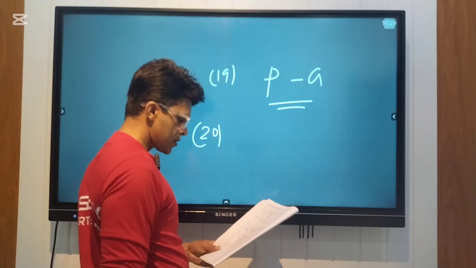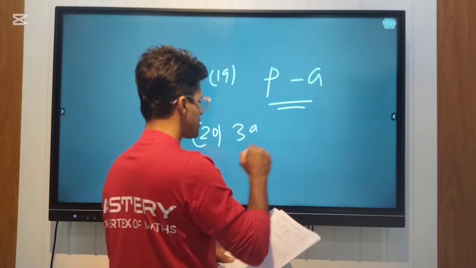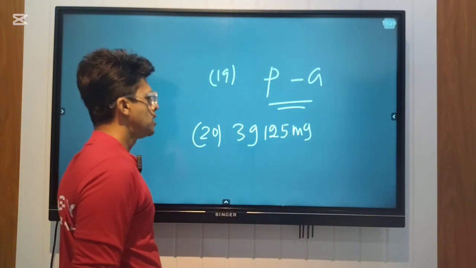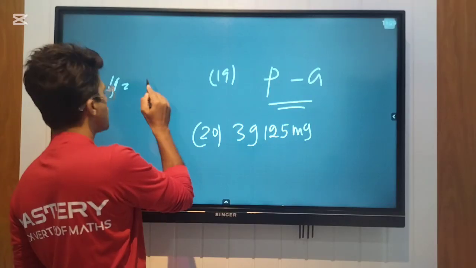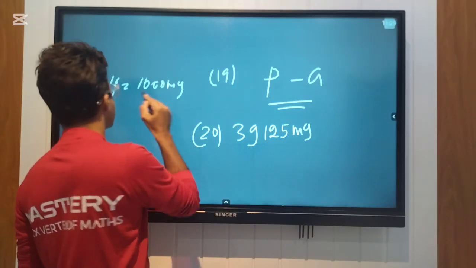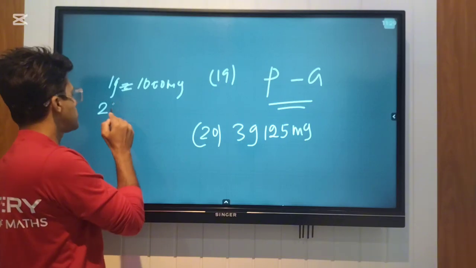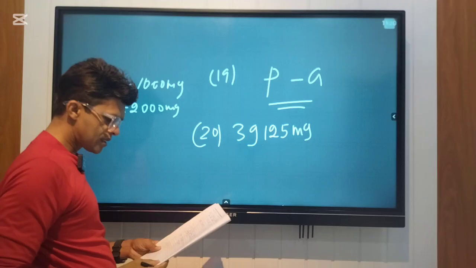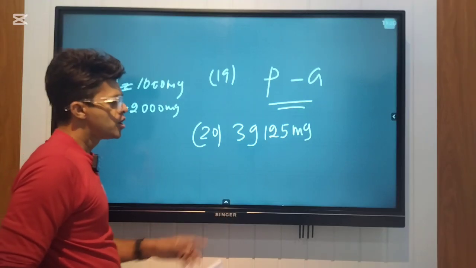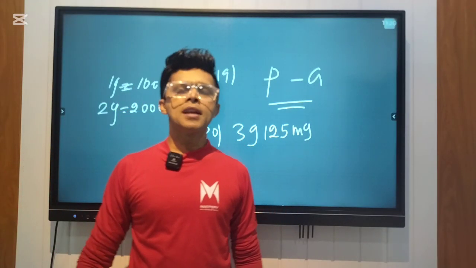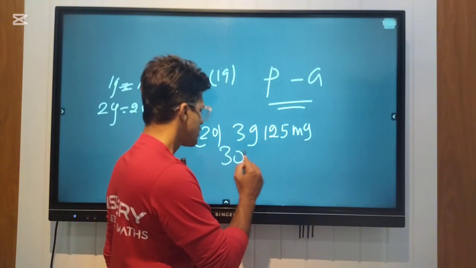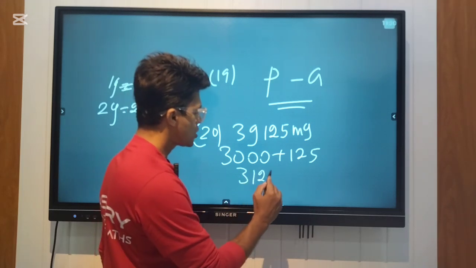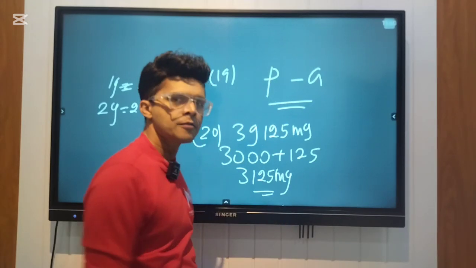The 28th question, express in milligrams. Express in milligrams. 3 grams and 125 milligrams. So you know 1 gram equals 1000 mg. So 2 grams equals 2000 milligrams. So first of all, in the question it says to take the answer in milligrams. So here 3 grams should be converted into milligrams, which is 3000, plus 125. So the answer should be 3125 milligrams. Okay. Thanks a lot.